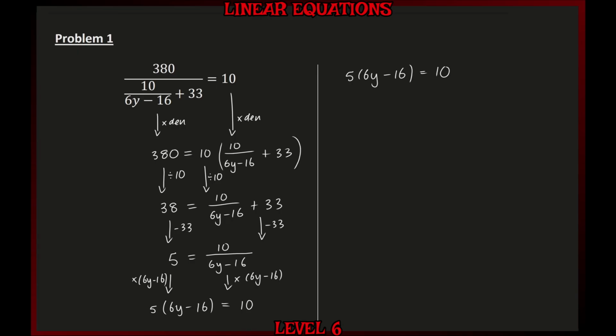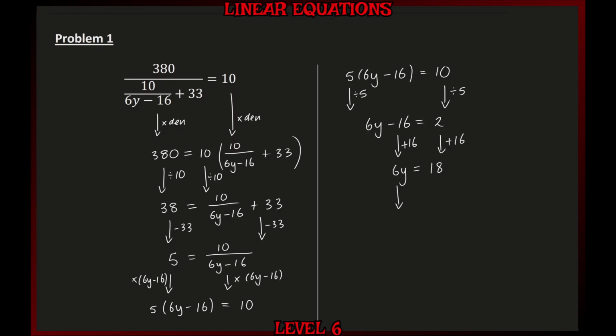Now looking at the left, I could expand the bracket and solve the equation from there, and it would be fine to do this. But again, I'm actually going to decide to divide both sides by 5 to remove the 5 from in front of that bracket. And we get 6y minus 16 is equal to 10 divided by 5, which is 2. I can now add 16 to the left to remove the minus 16 and do the same on the right. And on the left, we're just left with 6y, and on the right, 2 plus 16 is 18.